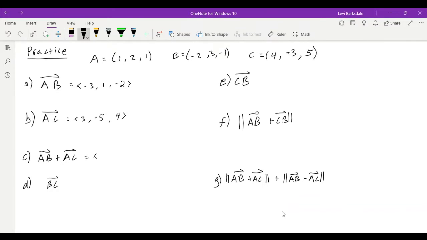Now for part C, I can actually use my results from parts A and B. I take vector AB and add AC. -3 plus 3 gives 0.